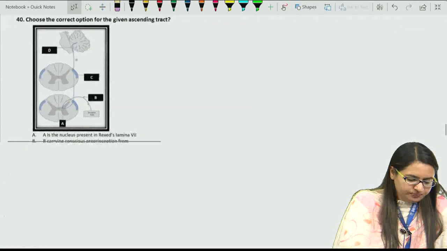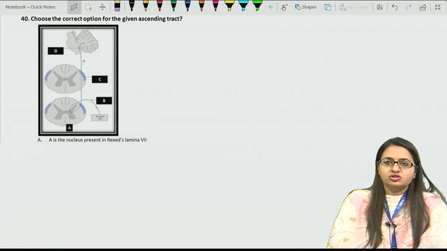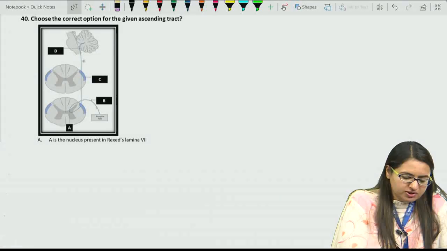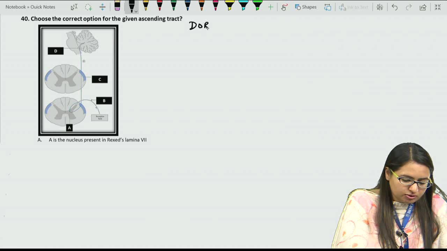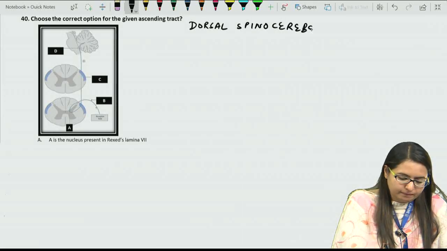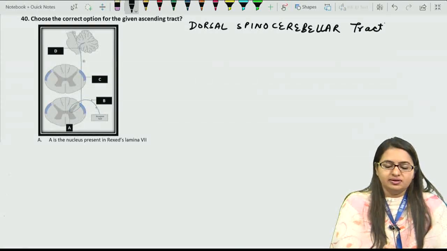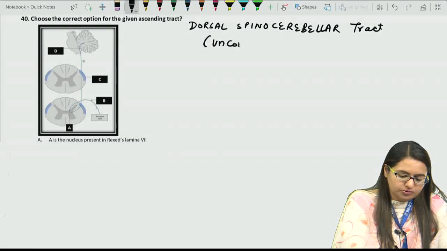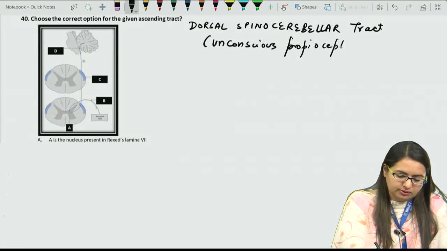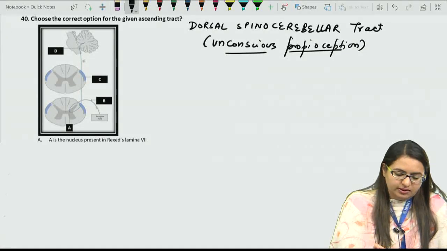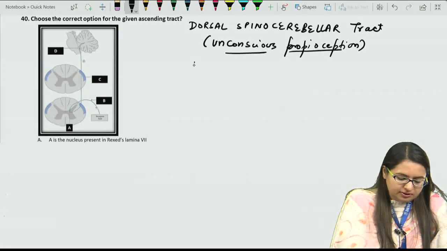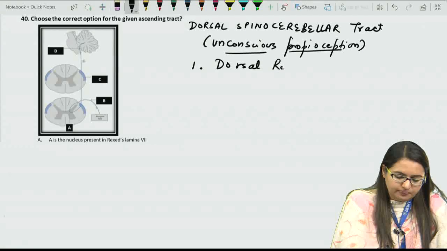Now question number 40. It is showing an ascending tract. The ascending tract which is being shown here is the dorsal spinocerebellar tract. This dorsal spinocerebellar tract carries the unconscious proprioception. It begins from the periphery, and the first order neuron for this is the dorsal root ganglia.